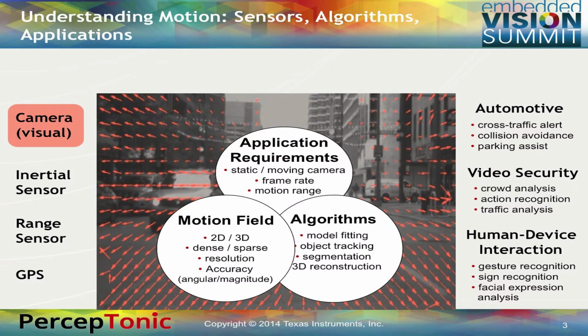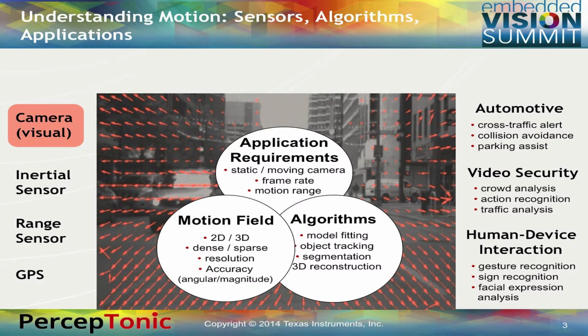Now, obviously, cameras are not the only way of getting motion information. So I definitely want to acknowledge the inertial sensors, range sensors, even GPS. But this particular talk is going to spend basically the bulk of the time on image-based motion analysis.